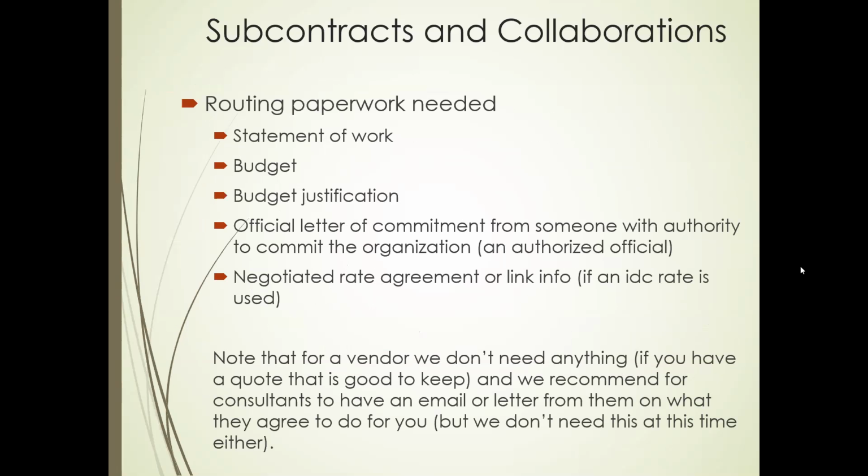If you have a subcontract, the routing paperwork that we need is the statement of work, the budget justification, the official letter of commitment from someone who can commit for the organization, and the negotiated rate agreement or a link to it. If you have a vendor, we don't need anything from them. If you have a quote from them, we recommend that you keep it so that at the time of award, you will hopefully not have a raise in the amount, because you can go back and say, well, here's the quote that you gave me.